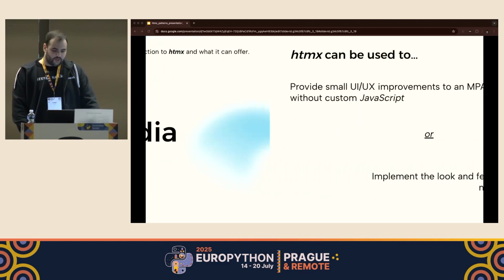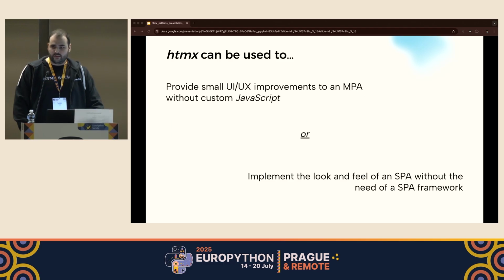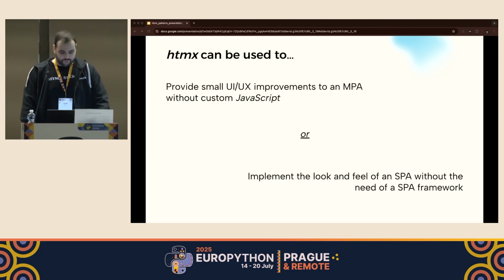In case you don't know, HTMX is a JavaScript library that allows you to issue HTTP requests from any DOM element, and in the response, it expects HTML content that is swapped inside the DOM. So there are 2 ways of using HTMX. Mostly it provides small UX and UI improvements to your existing multiple page app, or you can implement the look and feel of an SPA without needing any JavaScript or very little JavaScript.